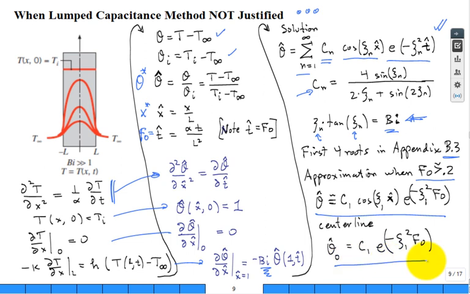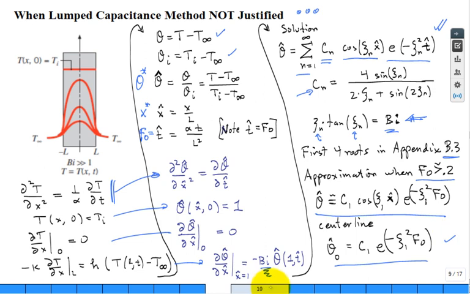And then a lot of times they're interested in the maximum temperature. Where's the maximum temperature in this? Is it at the surface or at the center line? The center line. So often it boils down to something really simple like this. But this captures the difference between the temperature at the surface as well as the center line.